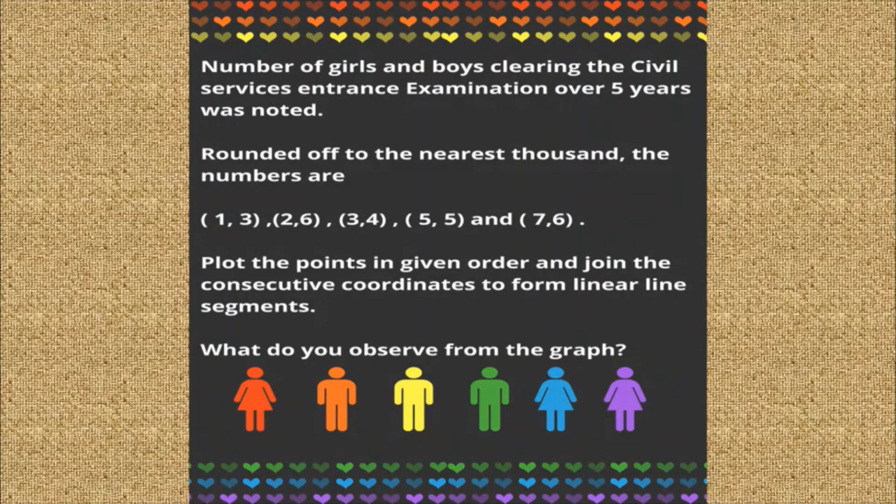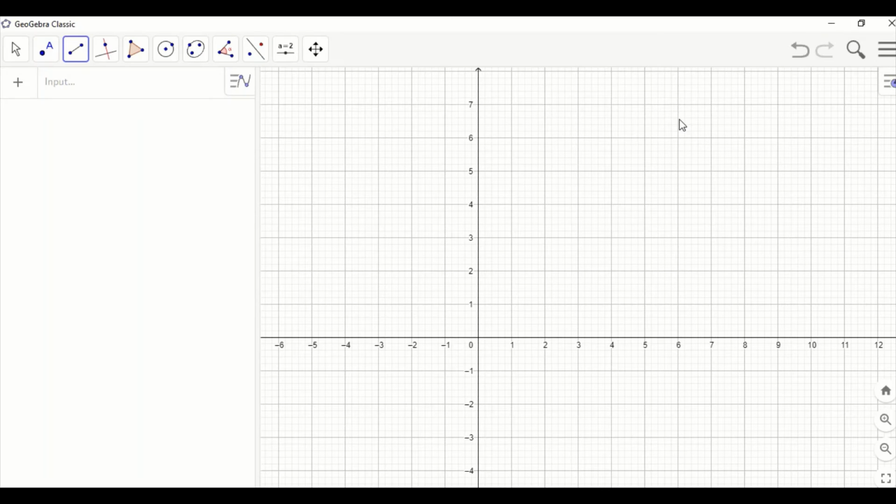Now let's start with an example. The number of girls and boys clearing the civil services entrance examination over 5 years was noted. Rounded off to the nearest thousand, the numbers are (1, 3), (2, 6), (3, 4), (5, 5) and (7, 6). Plot the points in the given order and join the consecutive coordinates to form linear line segments. What do you observe from the graph? Now if we plot all these 5 points using GeoGebra software and join them by line segments, we get this type of graph.